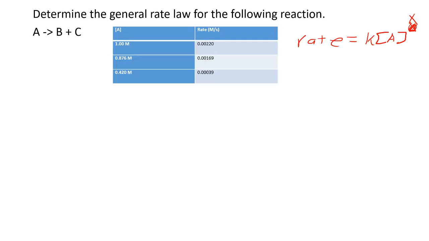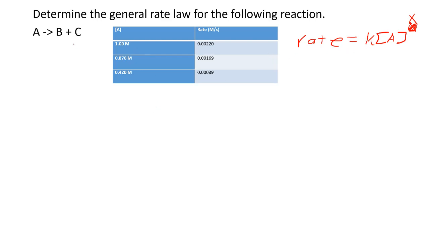So now we have this. That's my general rate law. So what I need to do now is figure out how to find X. We're given concentrations and rates, and if I divide two of these by each other, K stays constant, so it'll end up canceling out.